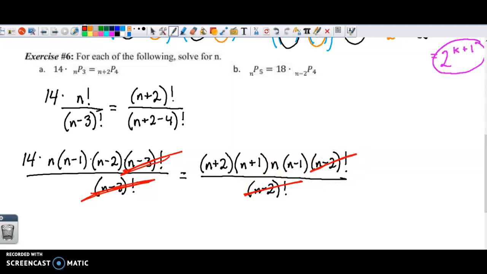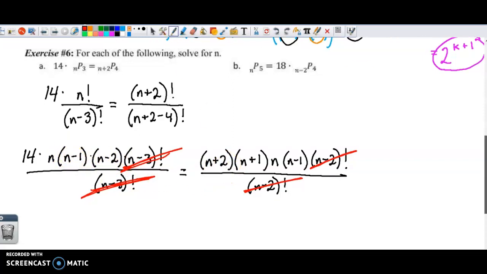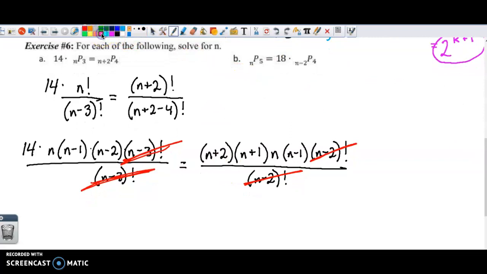So what I would do next is start dividing things to the right side, I think. There's a faster way, but right now I'm drawing a blank on which way would be faster. Maybe all I would do is divide both sides by n and n minus 1, which is acceptable as long as you're doing the same thing to both sides.